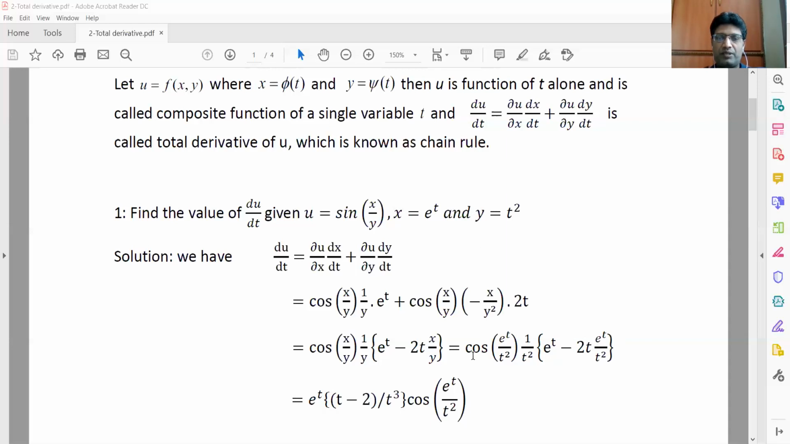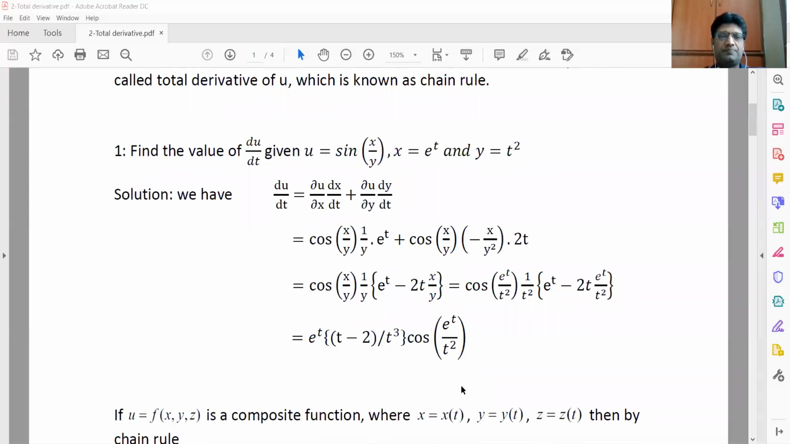If you simplify this, I can take e power t out common, and cos of e power t by t square is outside. Then what is remaining is 1 minus 2 by t, because the t cancels here. This t square then becomes t cube. So this is what du by dt is.